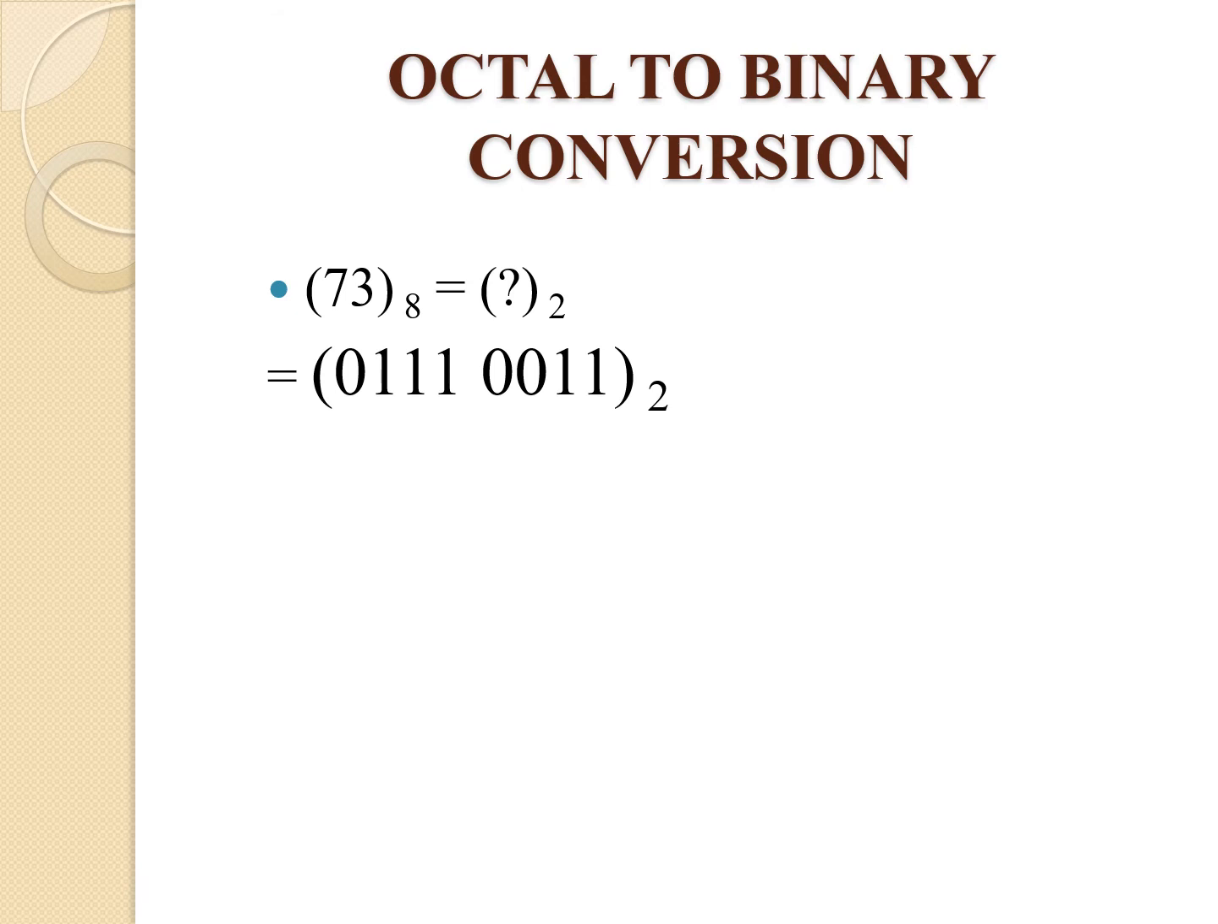Octal to binary conversion. Here the example given is 73 in octal number system. What is the binary equivalent of the given octal number? Consider each digit separately, so 7 and 3, and convert each digit into its binary equivalent. The binary equivalent of 3 is 0011 and the binary equivalent of 7 is 0111. So 73 in octal number system is equal to 0111 0011 in binary.